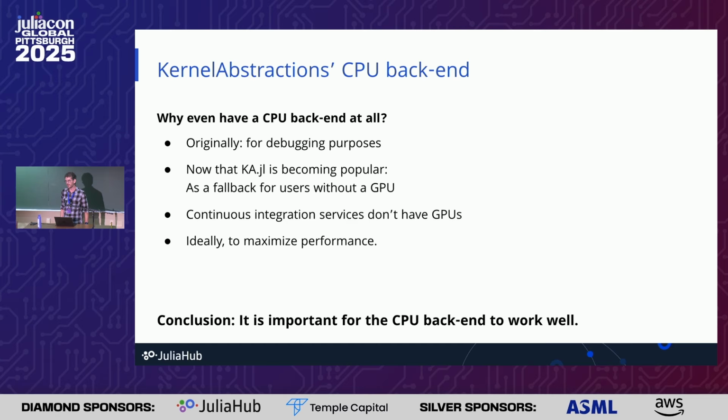You might wonder at this point, why do we even have a CPU backend at all? Because kernel abstractions is a GPU programming abstraction library. And it is, that's true, but originally we added a CPU backend to facilitate debugging so that you can at least run the GPU code on the CPU, add some print statements, and so on. Nowadays, now that kernel abstraction is becoming a little more popular and more Julia libraries are being written using kernel abstractions, the CPU backend is also becoming more important in order to ship code to people that do not have a GPU, because you cannot assume that everybody has a GPU in their laptop.